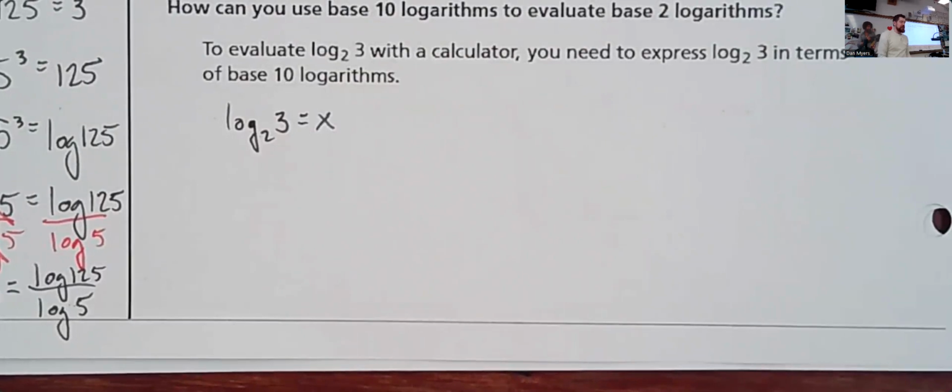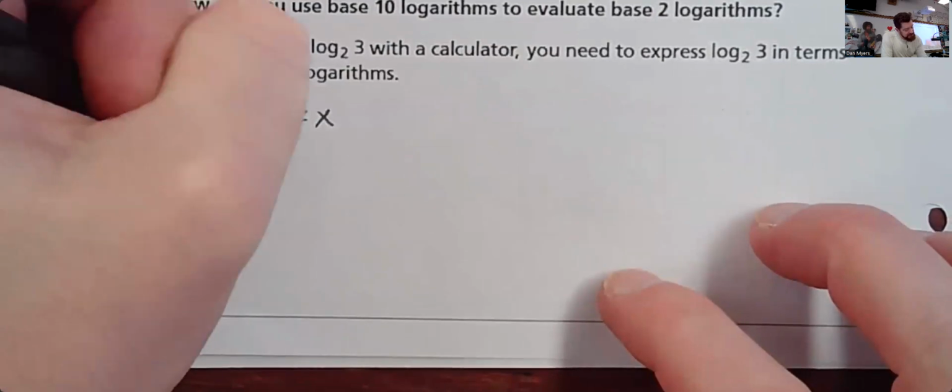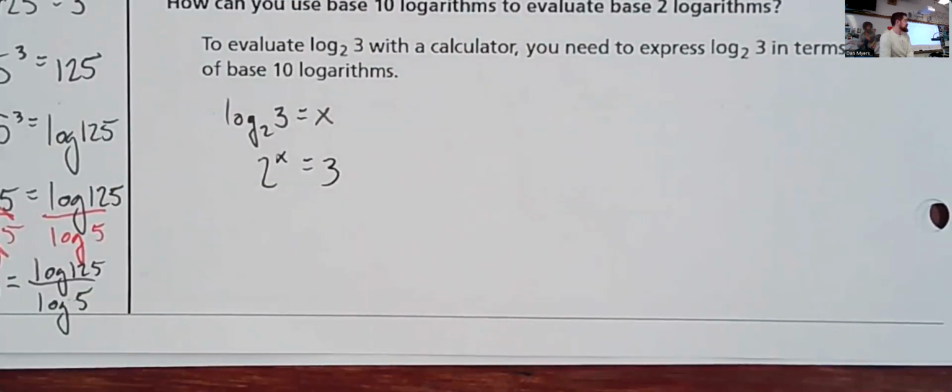So first of all, we don't know what x equals, but we can write it in exponential form, and we could say 2 to the x equals 3. That's what it looks like in exponential form.